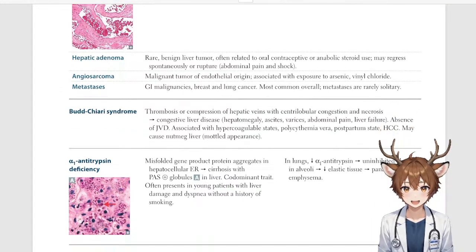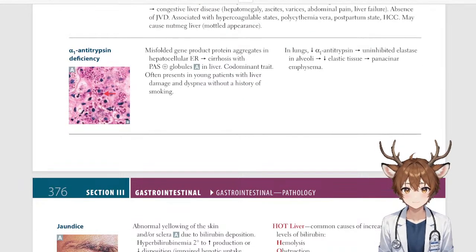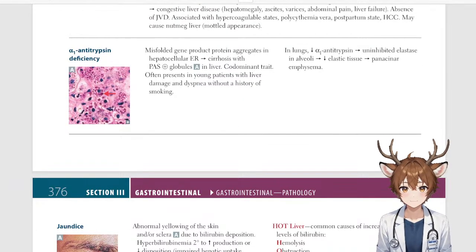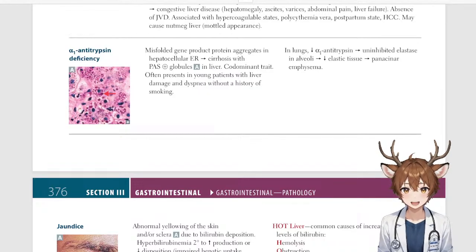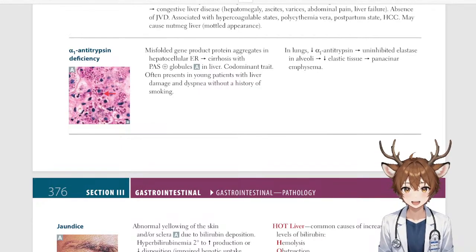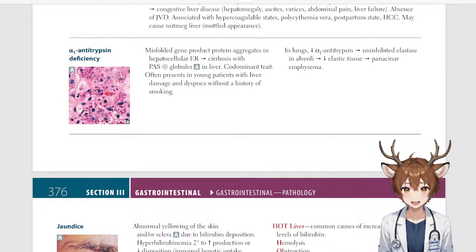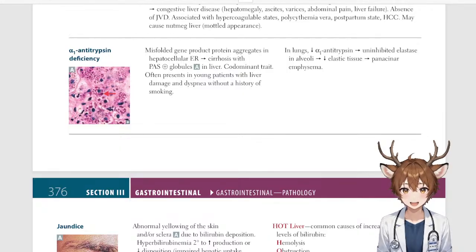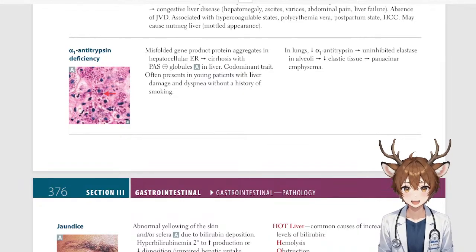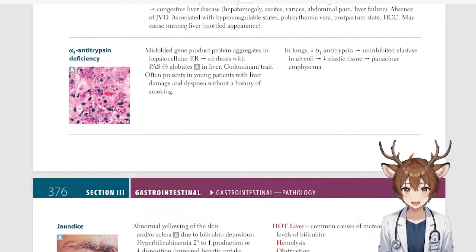Alpha-1 antitrypsin deficiency. Misfolded gene product protein aggregates in hepatocellular ER, leading to cirrhosis with PAS positive globules. And you can see a picture of that right there in liver. Codominant trait often presents in young patients with liver damage and dyspnea without a history of tobacco smoking. In lungs, decrease in alpha-1 antitrypsin leads to uninhibited elastase in alveoli, leading to destruction of elastic tissue, leading to pan-acinar emphysema.